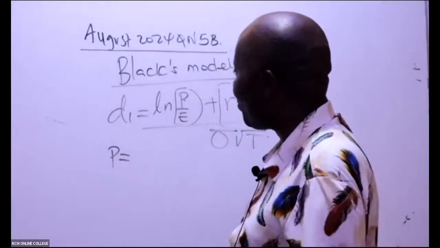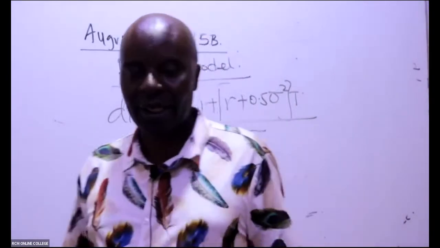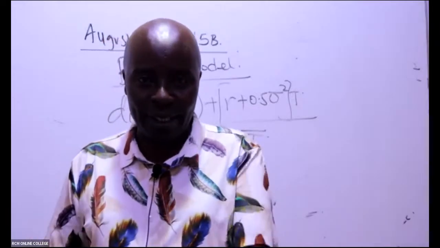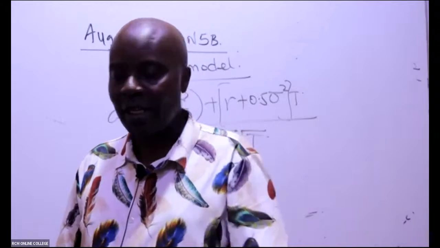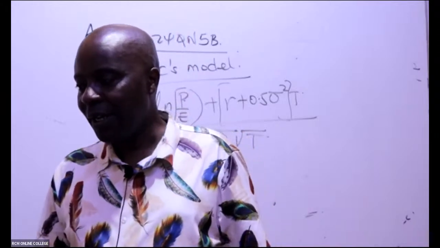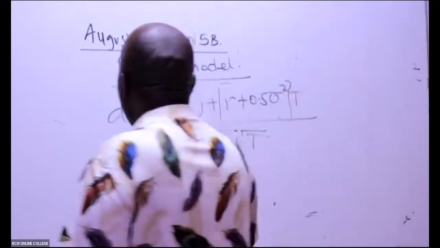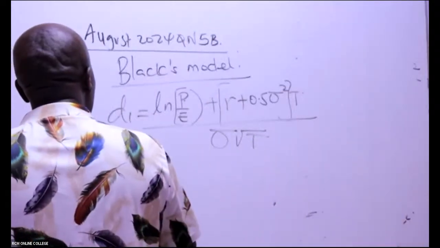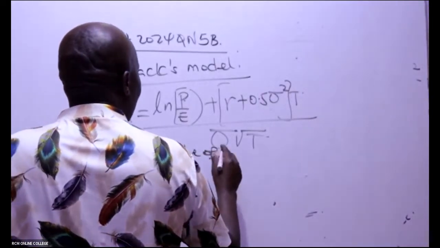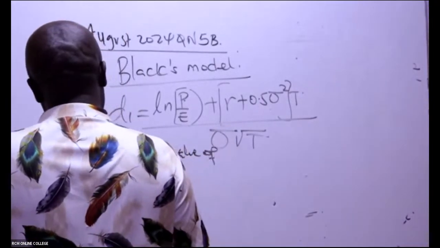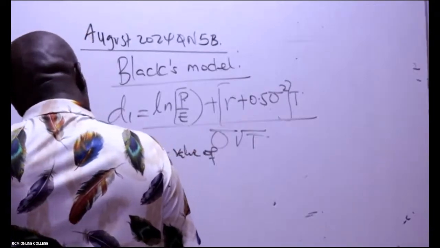P is the spot, but in this case here, we are dealing with a gigantic project. There's no price of a share. So remember that this P is supposed to be present value, the present value of the investment.